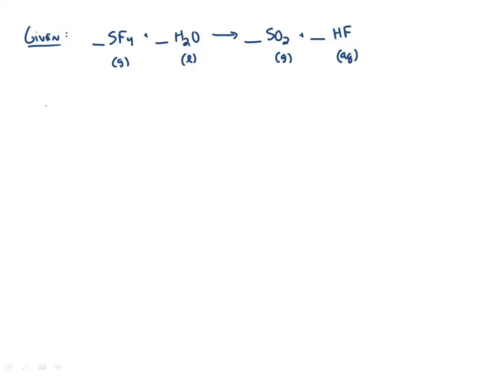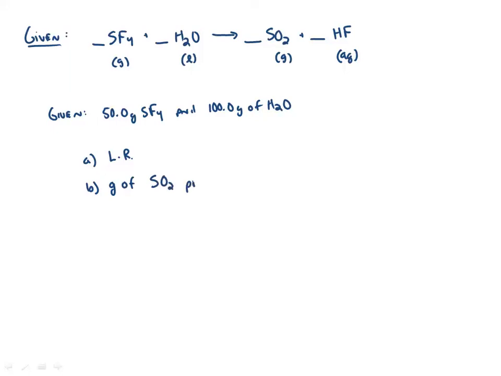My question is going to be, given that we have 50.0 grams of SF4 and 100.0 grams of H2O, calculate A, the limiting reactant. Does this look familiar? B, the grams of SO2 produced. C, the amount, or grams, of excess reactant left over.